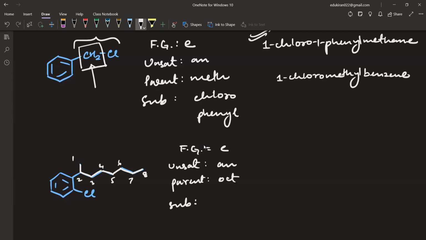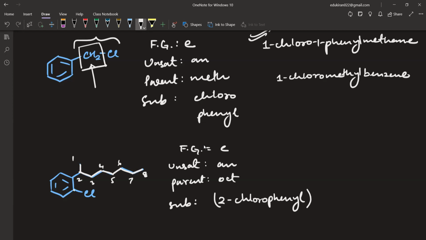So as you can see, this chlorine is present in the second position, right? So this will be 2-chlorophenyl. This is our substituent, and this substituent is on the second carbon. This chlorine is on the second carbon. That is why this is 2-chlorophenyl.